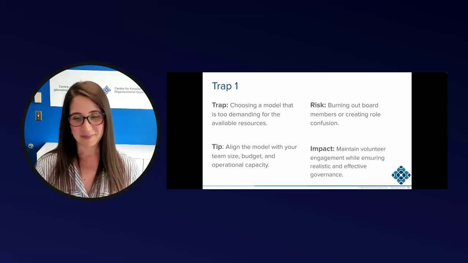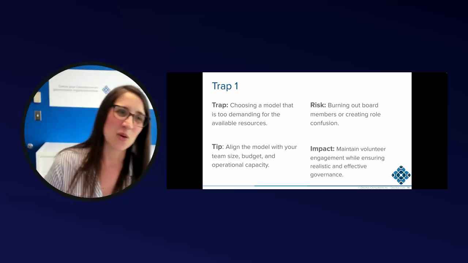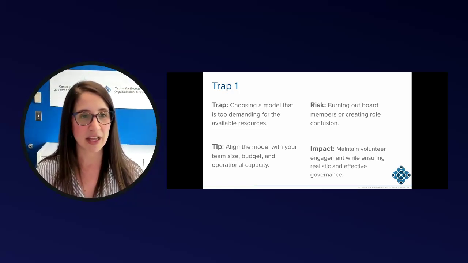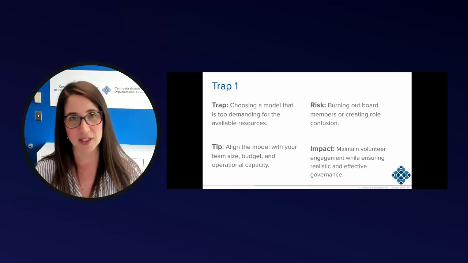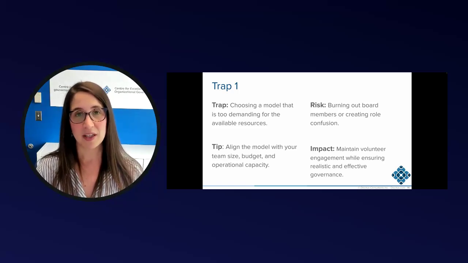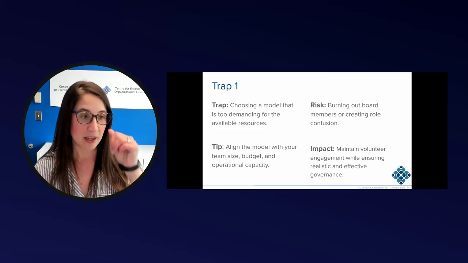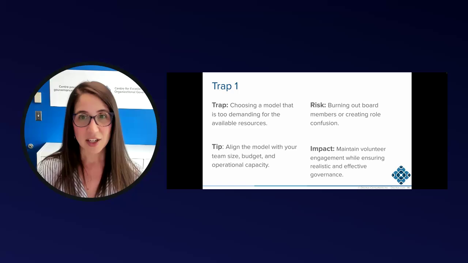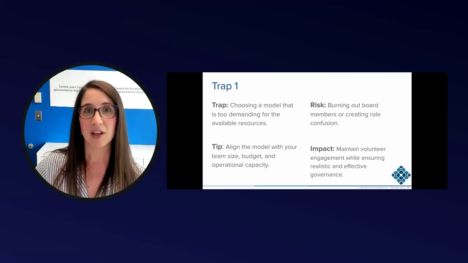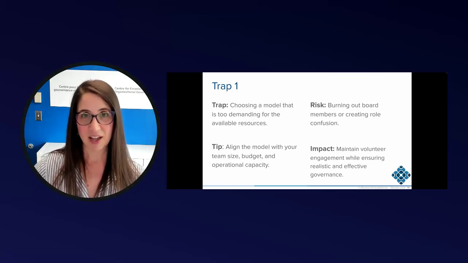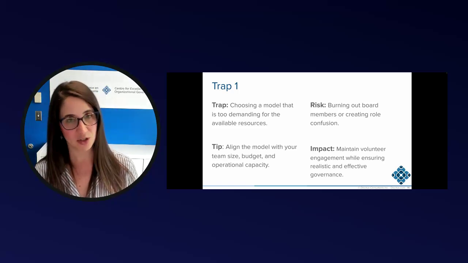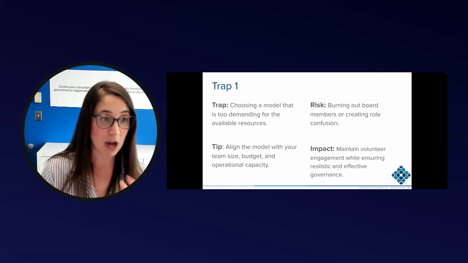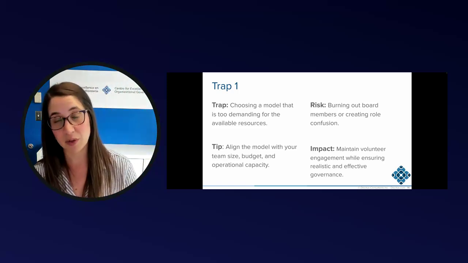And now, tips and tricks. So, the number one trap here is choosing a model that is too demanding for the available resources. For example, if you have a board that does everything, an operational board, trying to function with a policy-based governance model is probably not going to serve the organization very well.